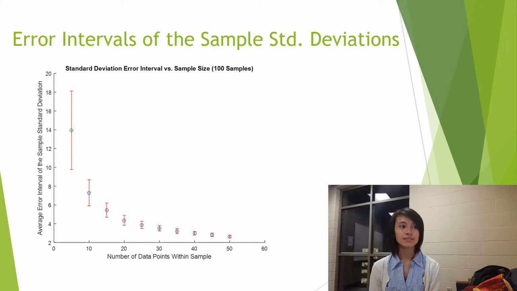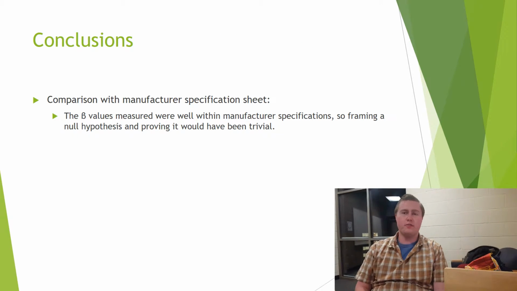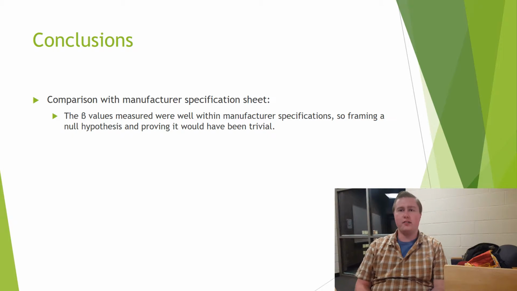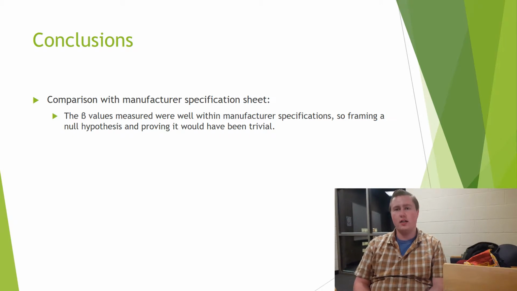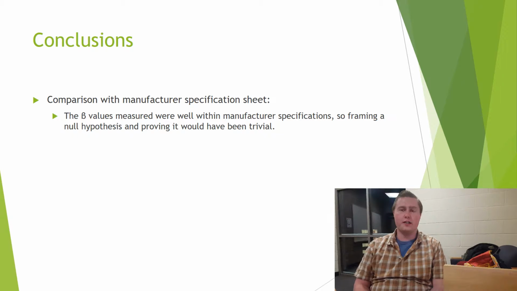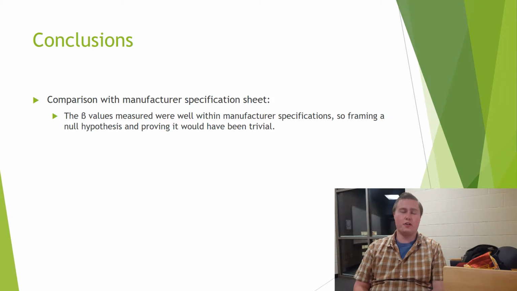Here, we have the standard deviation error intervals plotted against the sample sizes. Once again, we see the same exponential decrease. Our measured beta values fell well within the manufacturer's specifications. However, it should be noted that the manufacturer allows a very large range of possible beta values.